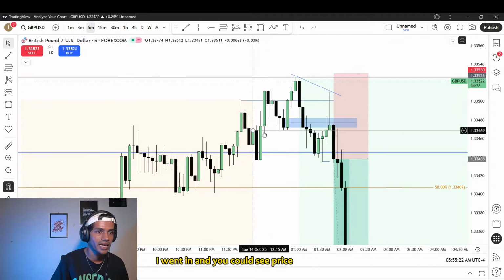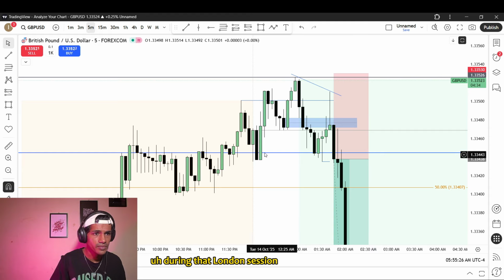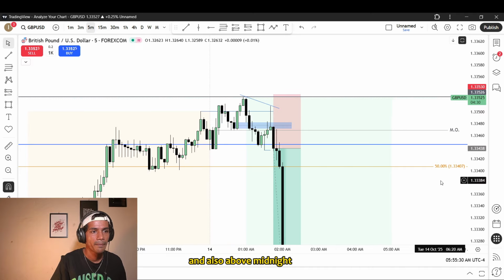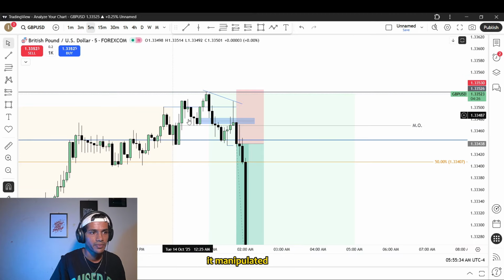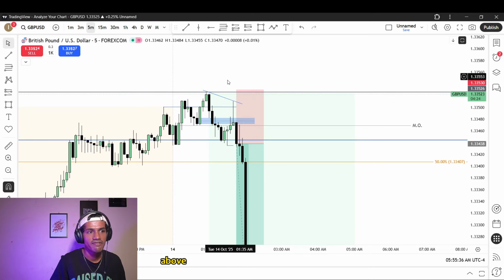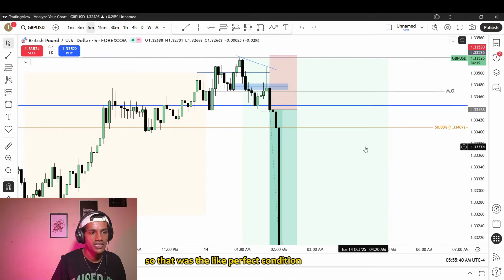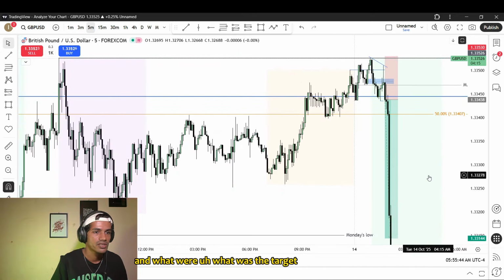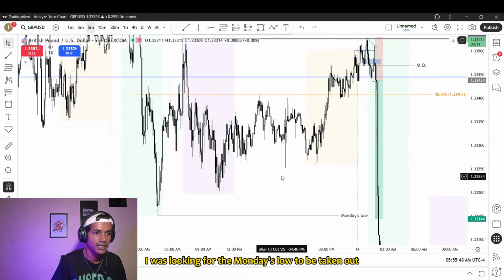And you could see price manipulated during that London session into the premium and also above midnight open. There's our midnight open. It manipulated above midnight open and into the premium. So that was the perfect condition for me to sell. And what was the target I was looking for? I was looking for Monday's low to be taken out.